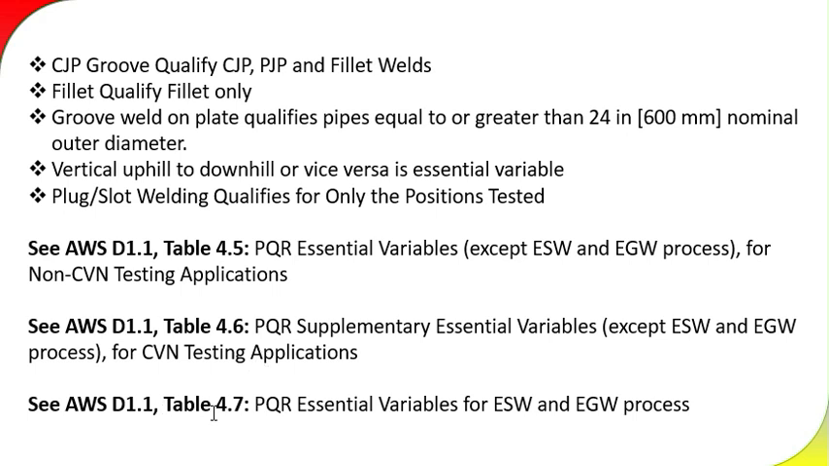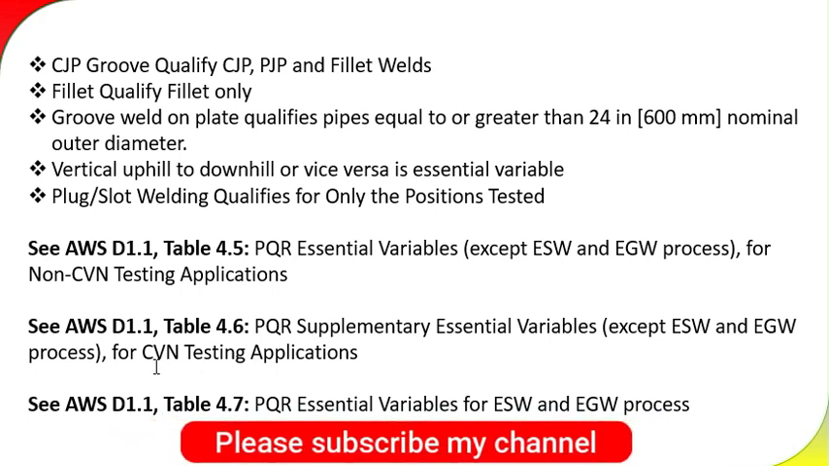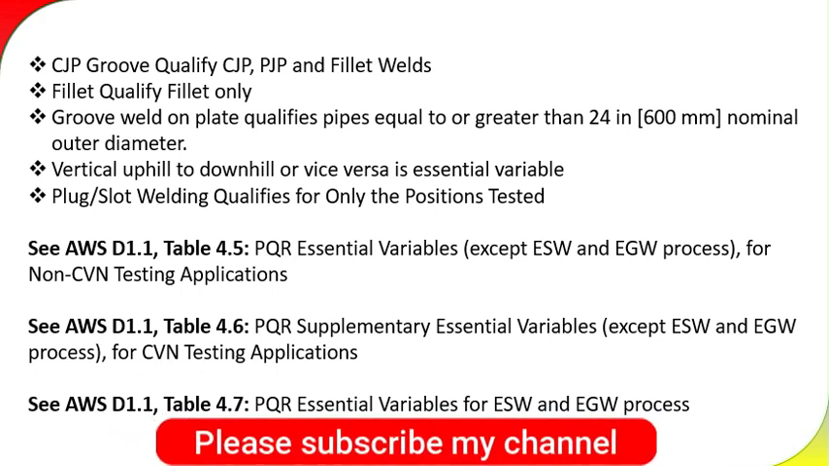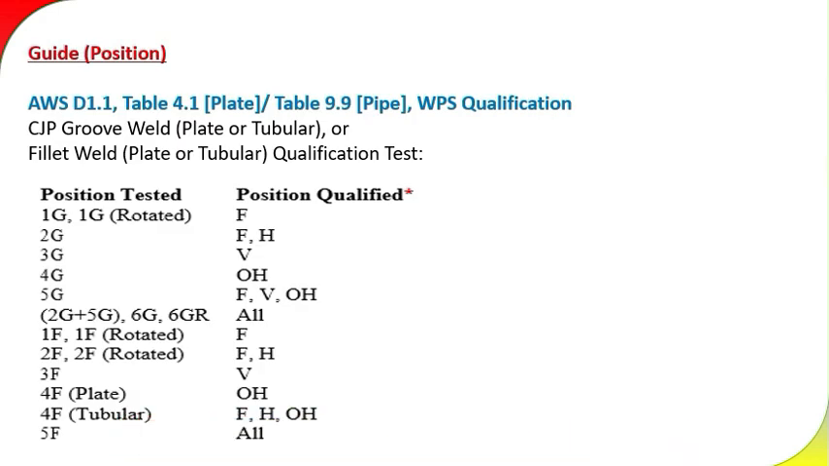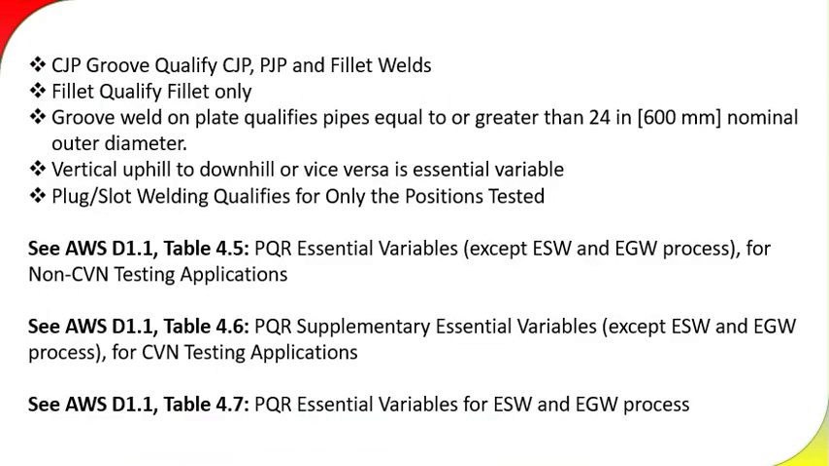And table 4.7 is for PQR essential variables for the ESW and EGW processes. So for electroslag welding and electrogas welding processes you have to follow table 4.7. This is the basic concept for position. You have to know this, then you can understand easily. You can go there directly and check 4.5, 4.6 or 4.7.